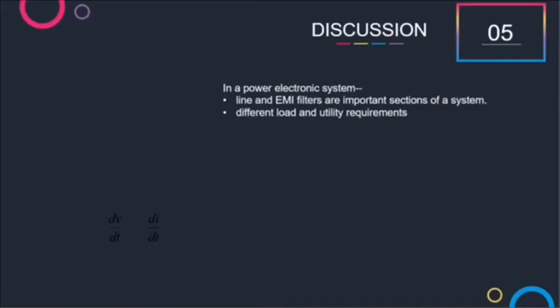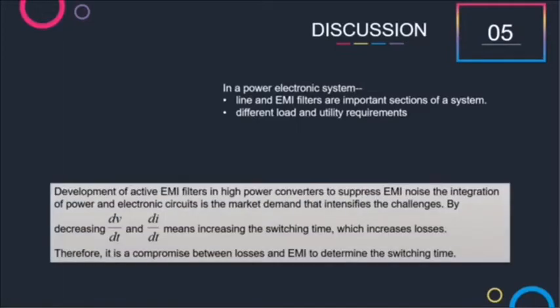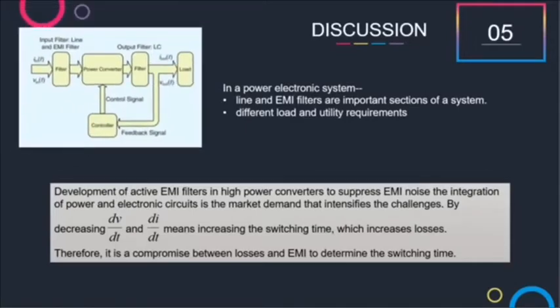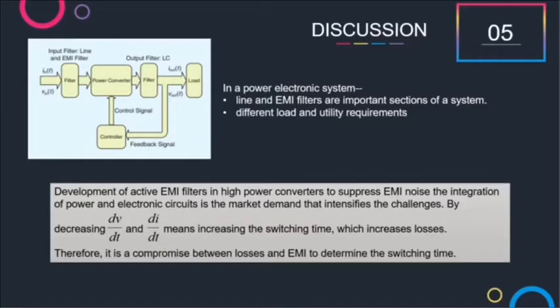Discussion. In a power electronic system, line and EMI filters are an important section of the system, given different load and utility requirements. Development of active EMI filters in high power converters is used to suppress EMI noise. The integration of power and electronic circuits is the market demand that intensifies the challenges. Decreasing dV/dt and di/dt means increasing the switching time, which increases losses. Therefore, a compromise between losses and EMI is needed to determine the switching time.